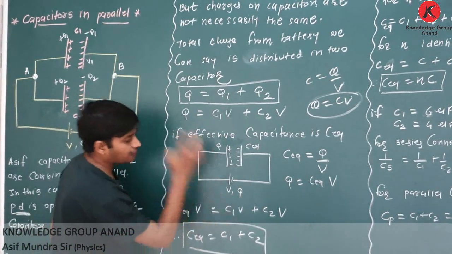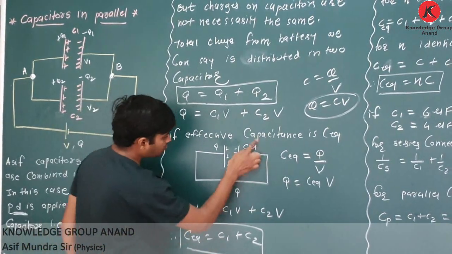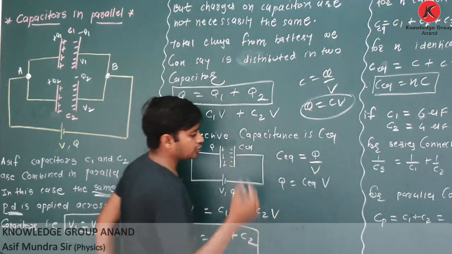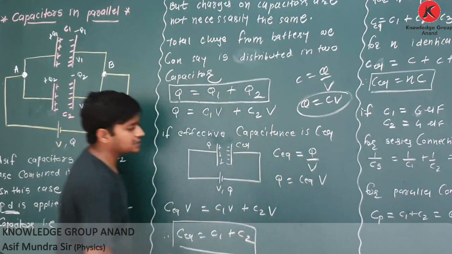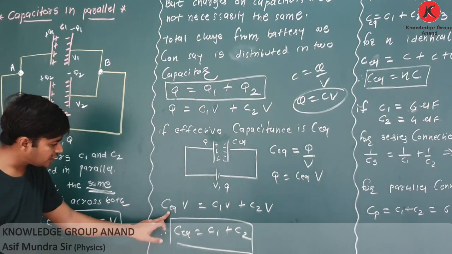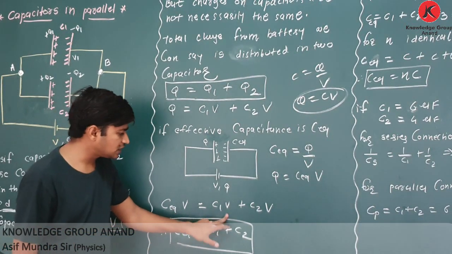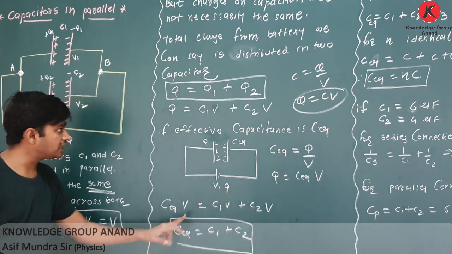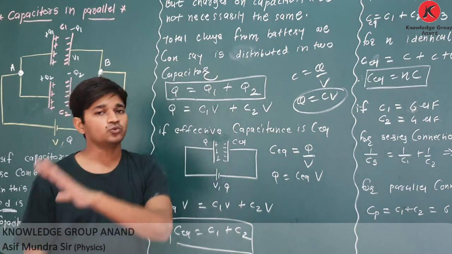Now again, if I want to replace these two capacitors by only one capacitor having capacitance C equivalent, with the same voltage supply and the same supply charge, then what is the relation between these three quantities? Again, C equivalent = Q/V. So total charge Q = C equivalent × V = C1V + C2V. V cancels, then C equivalent = C1 + C2.